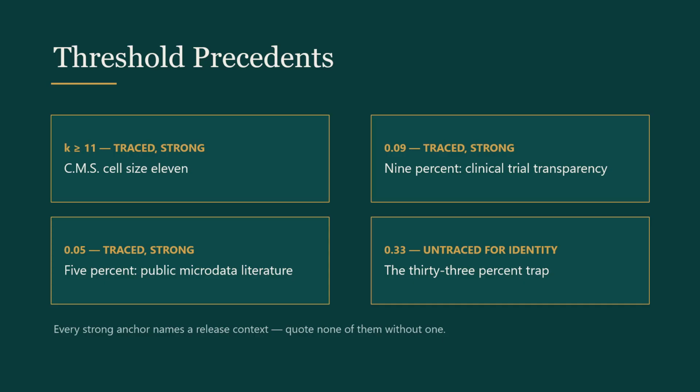A minimum class of 11 is arithmetic for a maximum risk of 1 over 11, about 9%, and slide 6 shows why the word about matters there. Anchor 2. That same 9% appears independently as a maximum risk benchmark in clinical trial transparency, codified in the European Medicines Agency's Policy 0070 and Health Canada's Public Release of Clinical Information Regime, where the public context assumes an attempt probability of 1.0. Anchor 3, 5%.